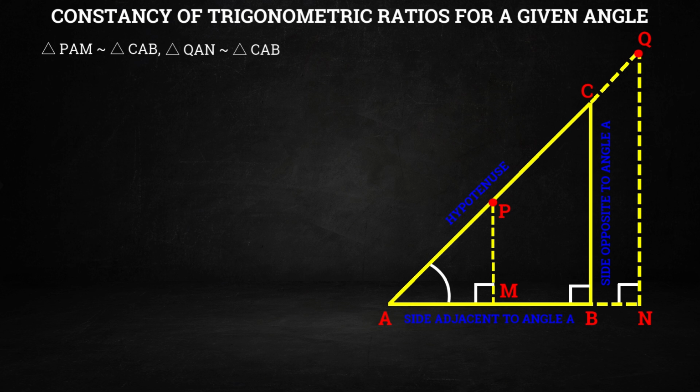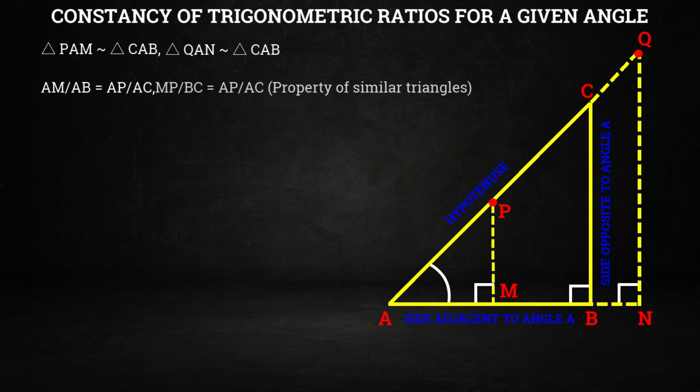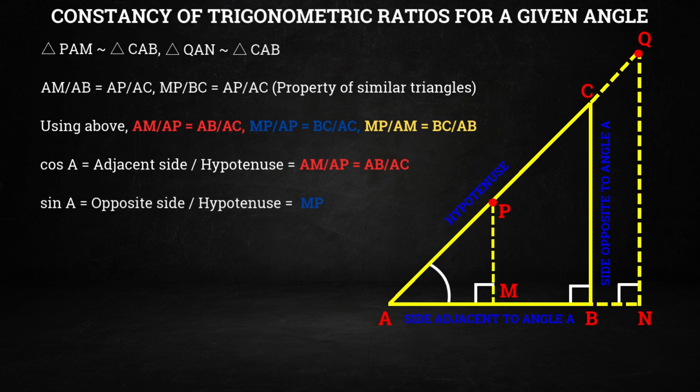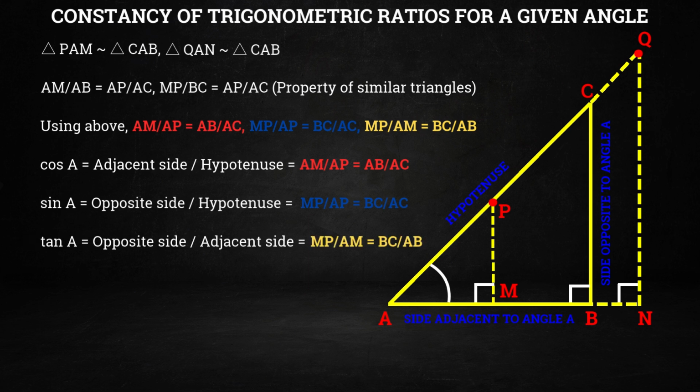So, in triangle PAM, AM divided by AB equals AP divided by AC, and MP divided by BC equals AP divided by AC. This gives us cos A equal to AM over AP, just like AB over AC, sin A equal to MP over AP, just like BC over AC, and tan A equal to MP over AM, just like BC over AB. We see that the ratios are the same.